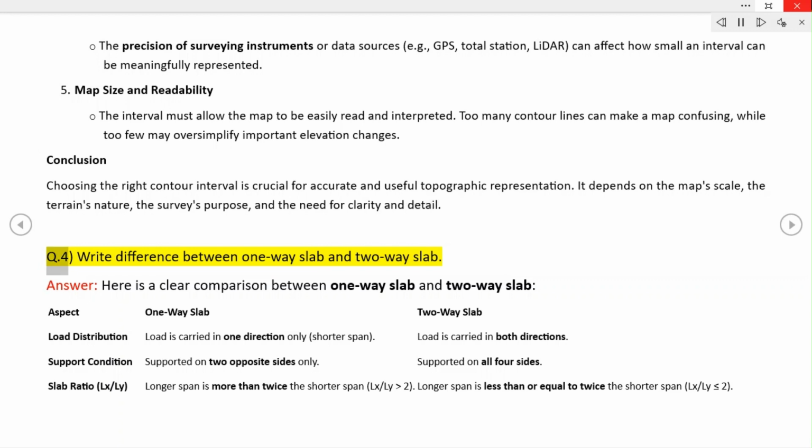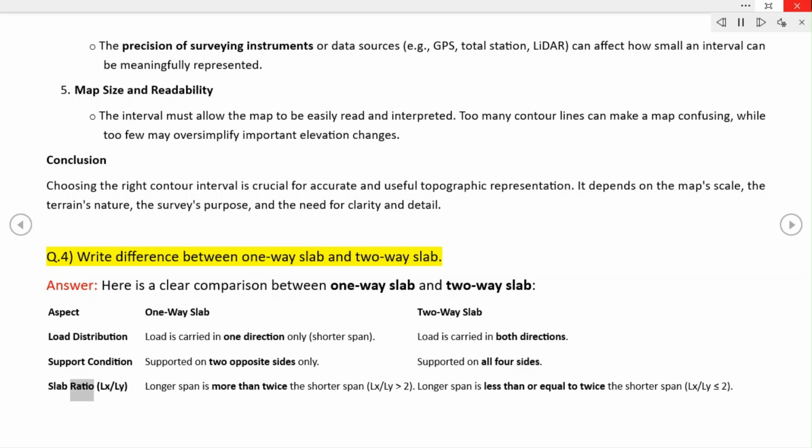4. Quetzales, write the difference between one-way slab and two-way slab. Answer, here is a clear comparison between one-way slab and two-way slab. Aspect. One-way slab. Two-way slab. Load distribution. Load is carried in one direction only, shorter span. Load is carried in both directions. Support condition. Supported on two opposite sides only. Supported on all four sides.